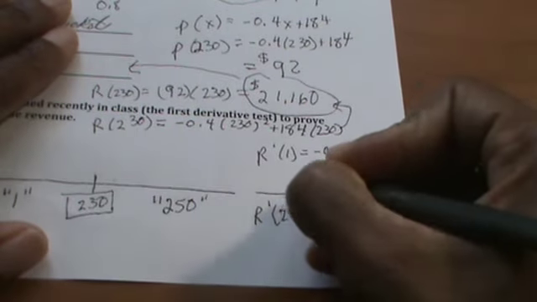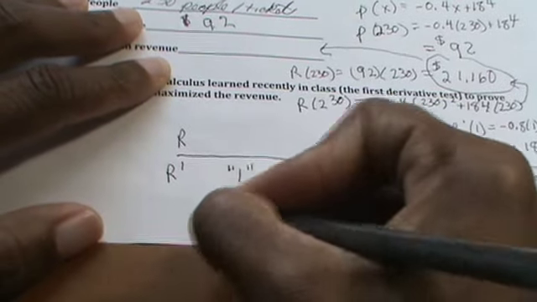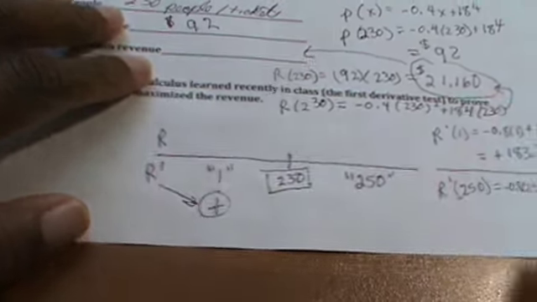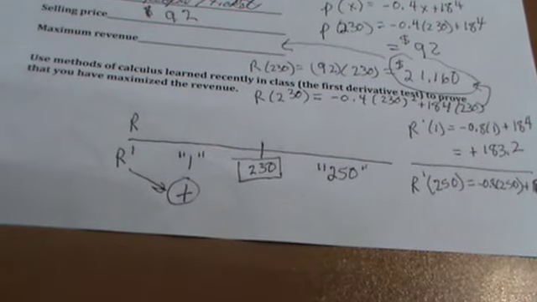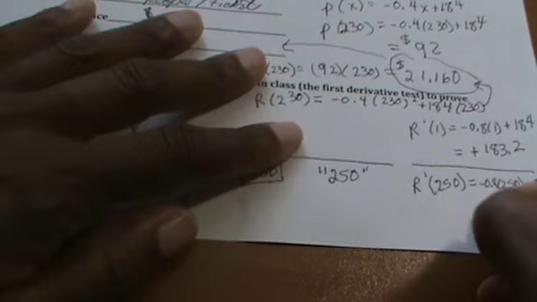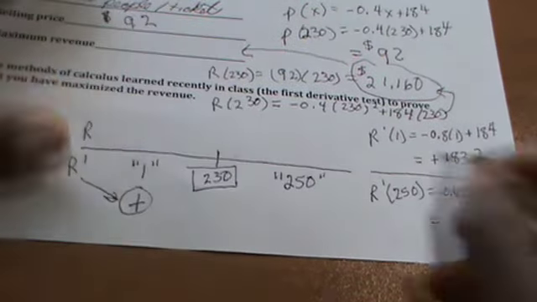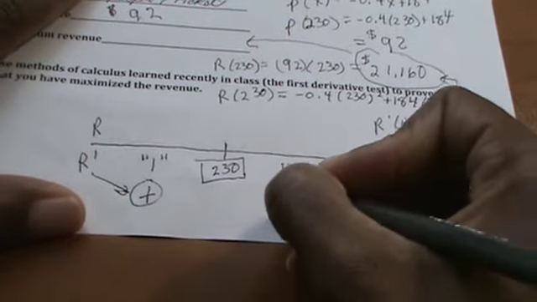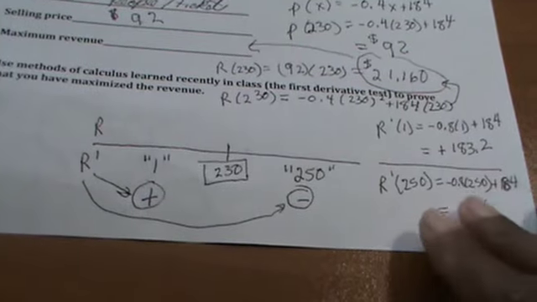Okay, so this one equals positive 183.2. So on my number line, my derivative spit out a positive number at 1. And then at the 250, I got that this spits out a negative 16. Like that. So at 250, my derivative spit out a negative number. So then the question is, what does that mean?